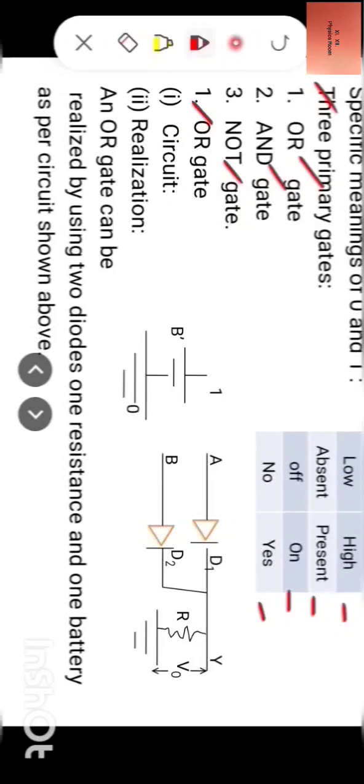First point, circuit. This is the circuit as shown here. Second, realization. An OR gate can be realized by using two diodes, one resistance and one battery as per the circuit shown above. Okay. So this is the circuit of the OR gate.